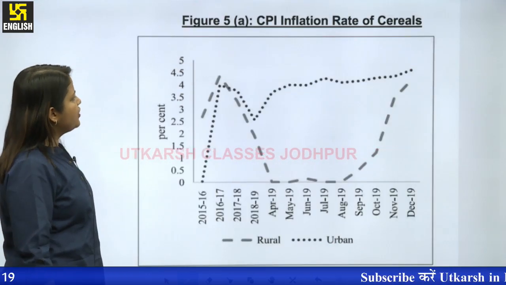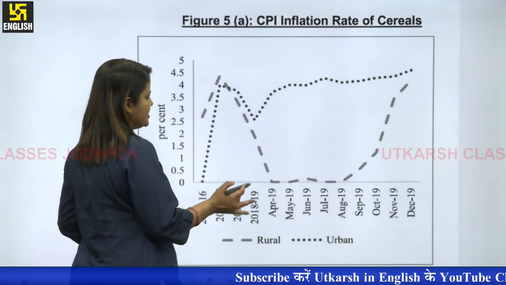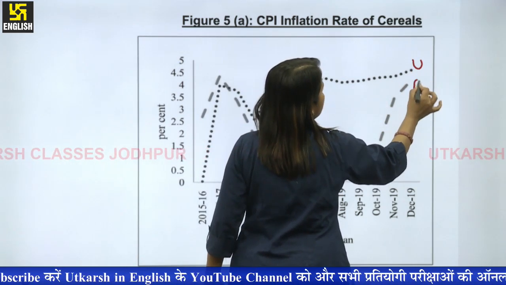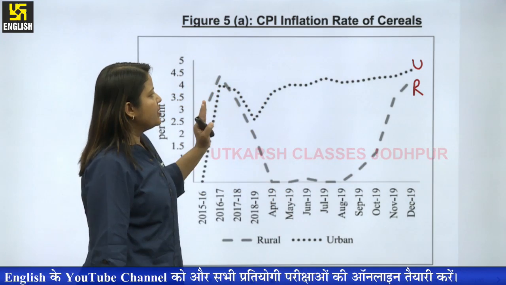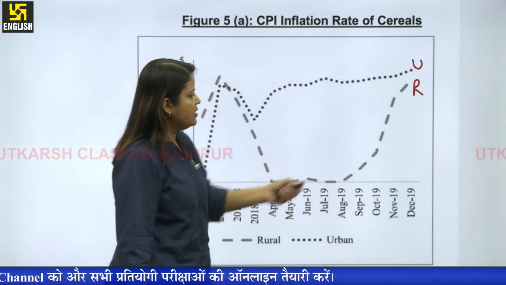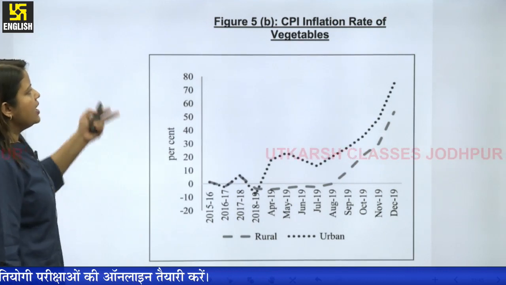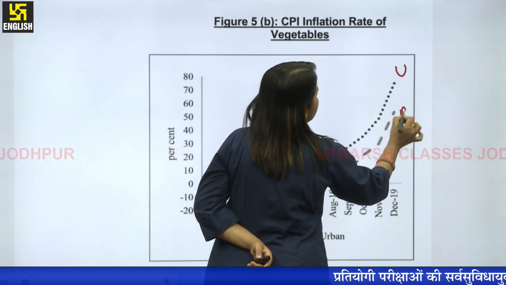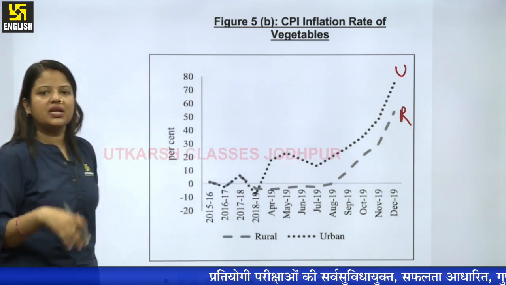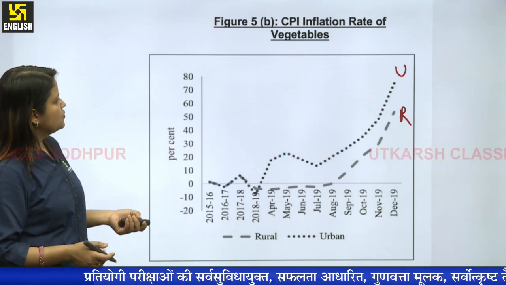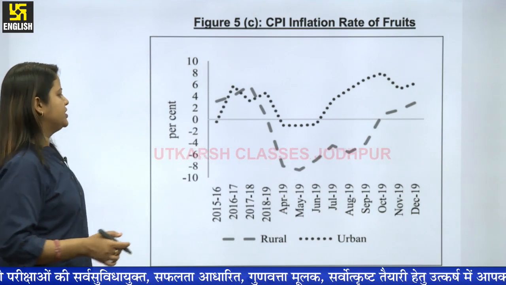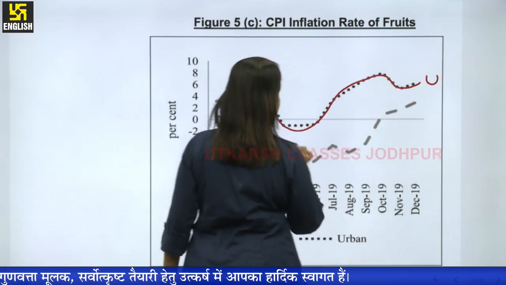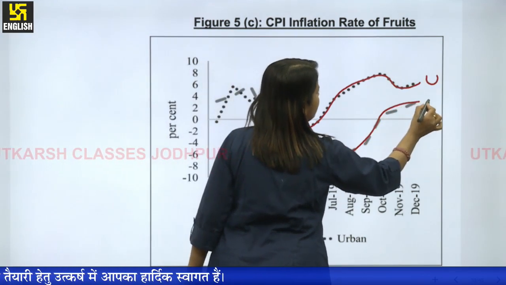This is the CPI inflation rate of cereals. Okay, the consumer price index of this is the rural area and this is the urban area. You can see that the price of pulses were higher in the urban areas than in the rural areas. Okay, and this is the rate of vegetables in urban area and rural area. You can see the rate of vegetables in the rural area is less than the rate of vegetables in the urban areas. Now, inflation rate of fruits. You can also see that the inflation rate of fruits in urban area is greater than the inflation rate of fruit in the rural area.